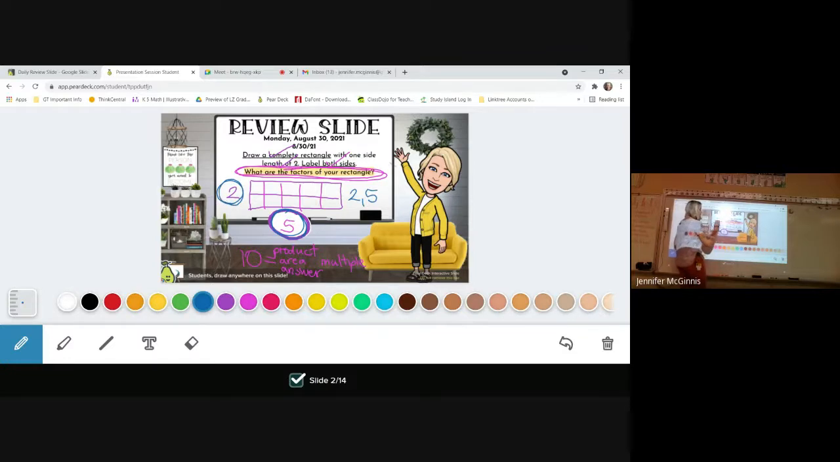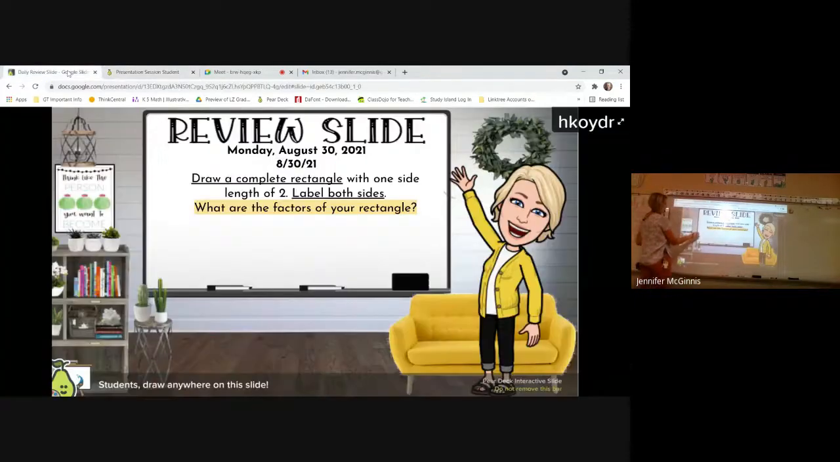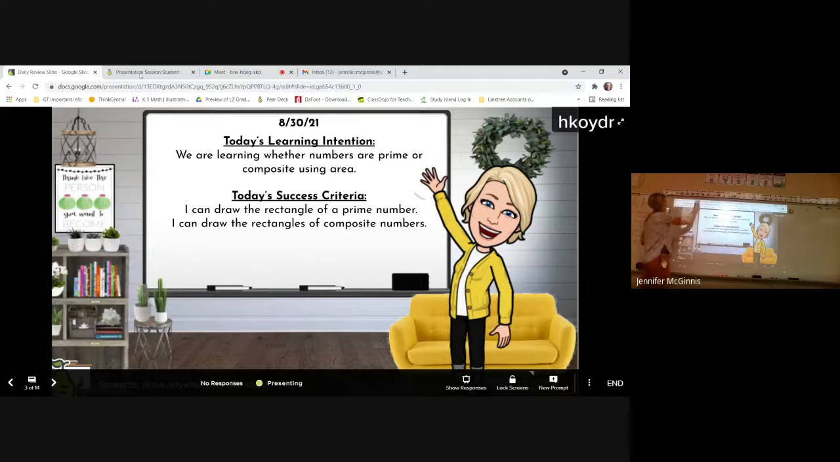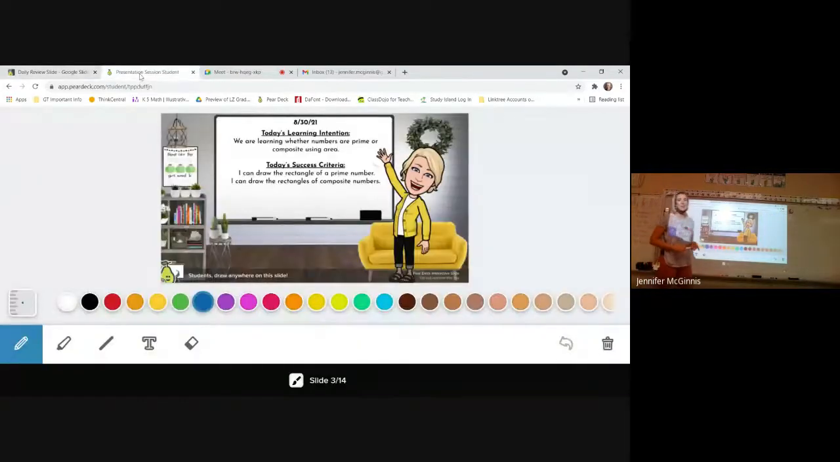The factors are the side lengths of your rectangle. And you need to remember that for today's lesson. You need to remember that your factors are the side lengths, because factors are what we're going to be talking about. So, as we go through our teaching, learning journey, I want you to know that when I'm standing up here teaching, I am being intentional with what we're talking about. And I want you to know what my intentions are.